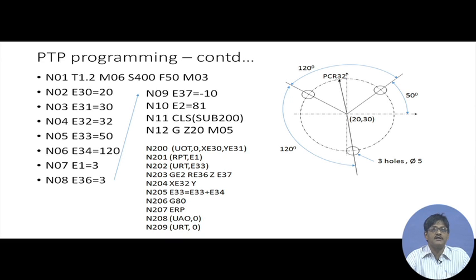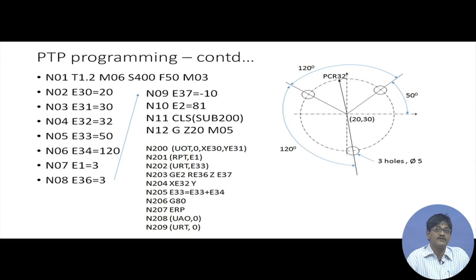After that, RPT stands for repeat, a do loop, to be repeated a given number of times. That means, if we have 3 operations, that many number of times this loop should repeat. After that, URT goes for a coordinate rotation. The coordinate system, as we discussed, is going to be rotated about the z axis by the angle 50 degrees. E33 is 50. So, it is rotated by that angle.